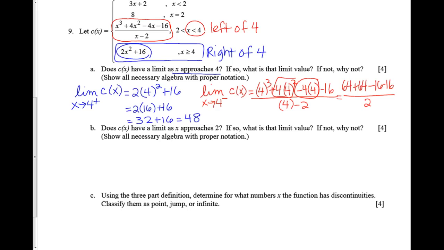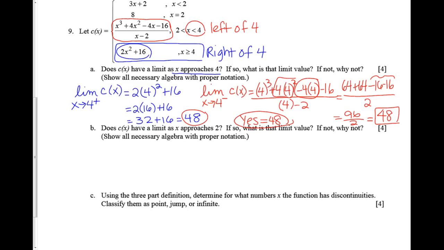So on the top, I have 64 plus 64, which is 128. And I'm going to take away 32 from that, which gives me 96. The bottom was equal to 2, and 96 divided by 2 is 48. So the answer is yes, it has a limit, and it's equal to 48, because both the left side and the right side gave me 48, so I'm good to go.